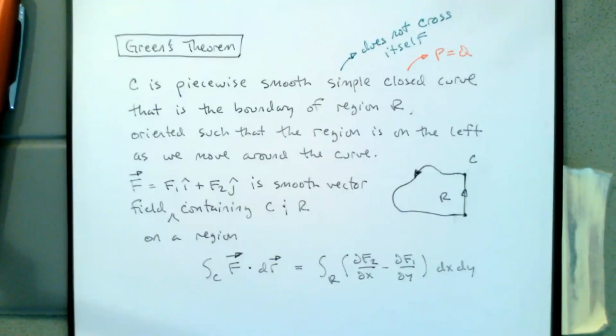Any questions? Think in terms of directions. The partial of f2 in the x direction, partial of f1 in the y direction. It's a combination of horizontal and vertical stuff. It's how things are swirling around.